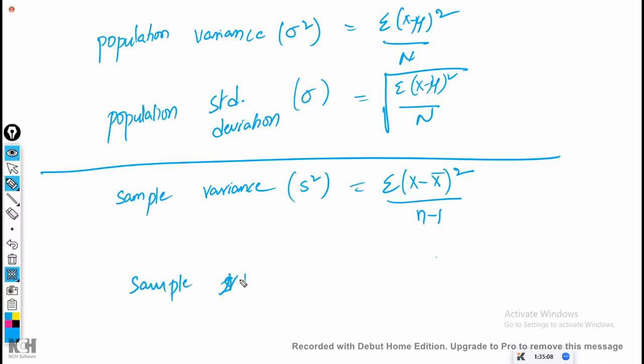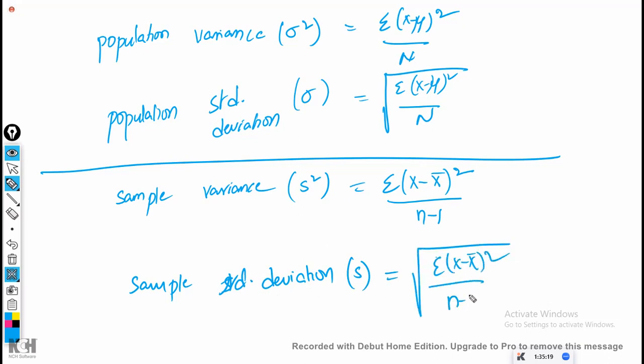Similarly, standard deviation. Sample standard deviation is given by the formula small s equals square root of sigma of x minus x bar whole square divided by small n minus 1. This is sample standard deviation, sample variance and sample standard deviation. If you observe, the population mean was given by the symbol mu, which is sigma x by capital N. And the same mean here was given by x bar, which is sigma x by small n.